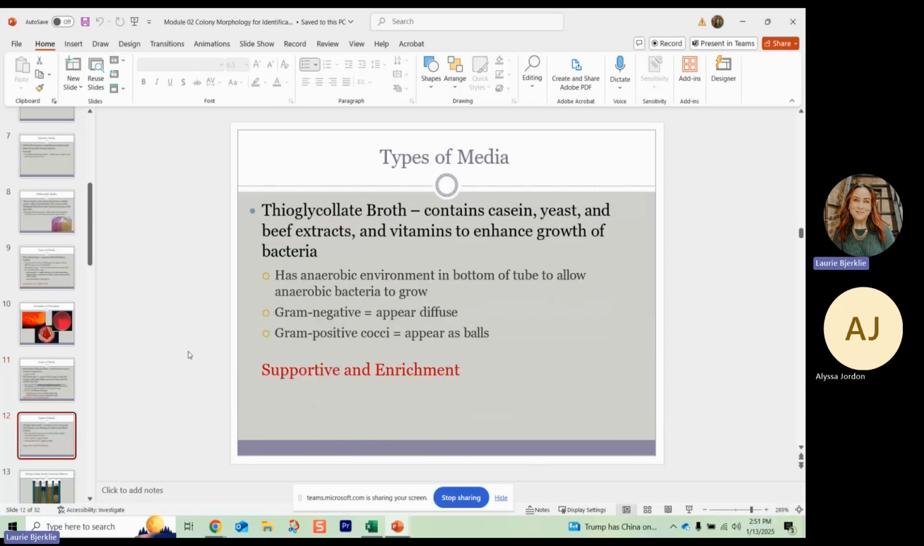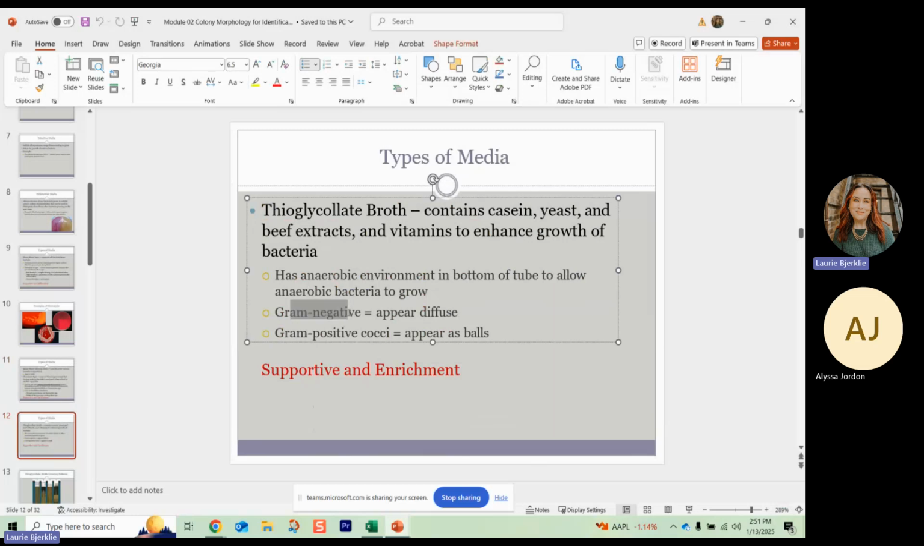Thioglycolate broth is, like it says, a broth. It's a liquid, so it's got great nutrients in there. So it's both supportive and enrichment. It has extra nutrients as well, so it grows pretty much everything in that environment, in that broth. It's kind of neat though, because certain bacteria will take on different looks in the broth when they grow. Last week we mentioned that when you have bacteria present in broth, it will make it cloudy or turbid looking. So different bacteria will look different, cloudy or turbid in different ways in the thio broth depending on what they are.